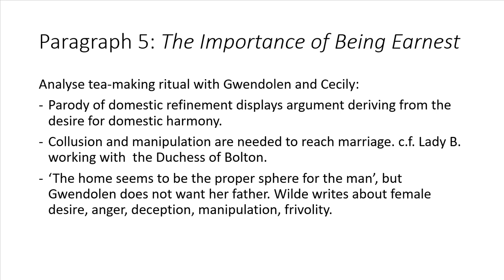Gwendolen at one point says that the home seems to be a proper sphere for the man, but of course she's talking about her father here, and she doesn't want her father. She wants a wilder man, if you pardon the pun. And it seems there that in this section Wilde is writing about female desire, female emotion, and perhaps female sexual desire, anger, female manipulation and deception as well.